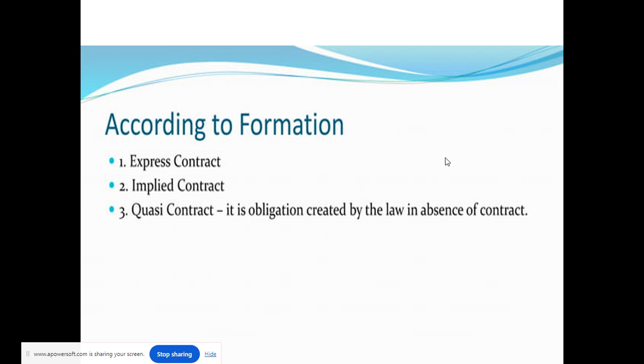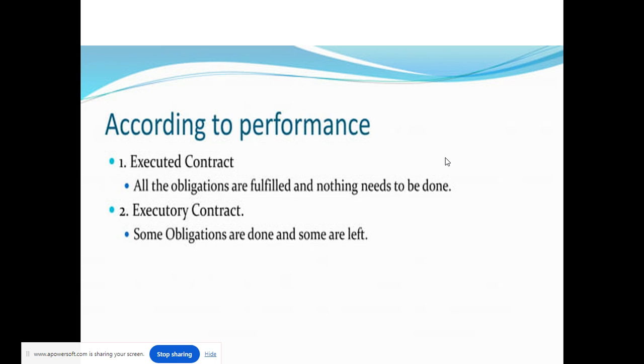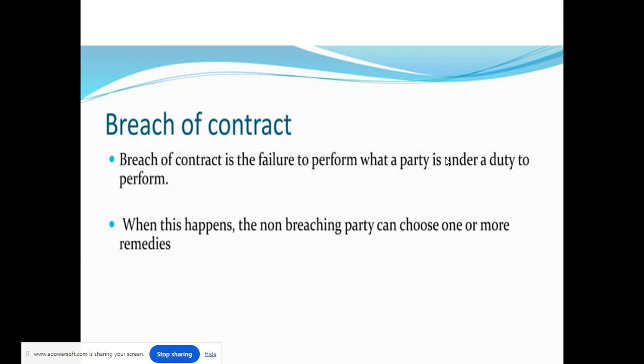Then, based on the formation, I have told what the contract types are: the express contract, the implied contract, and the quasi contract. In every type of contract, according to performance, there are also certain contracts, such as the executed contract, where all the obligations are fulfilled and nothing needs to be done. Executory contracts are those where some obligations are done and some are left.